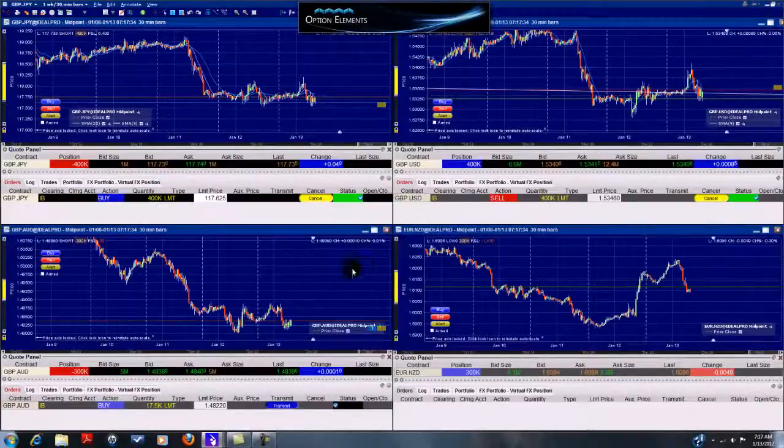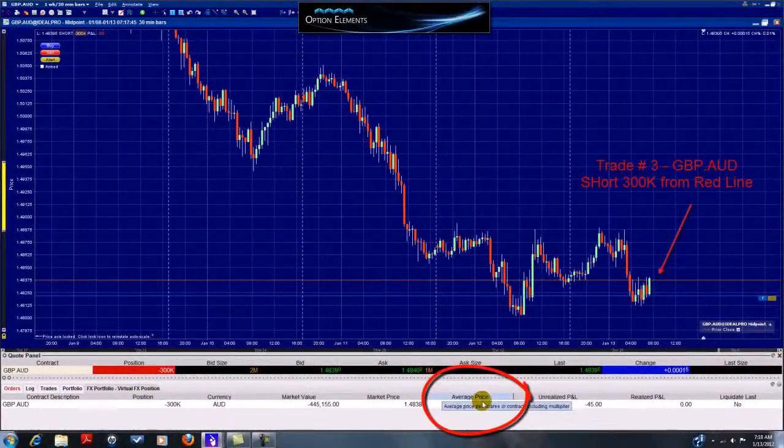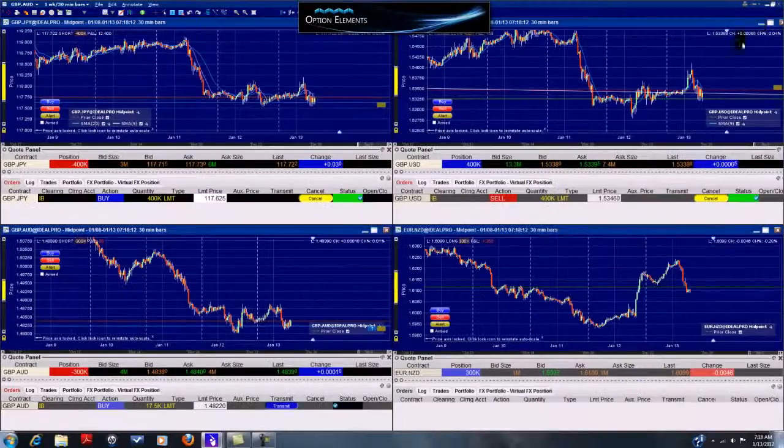Okay. Now, British pound Australian dollar pair sold here at average price of 83.7. The red line is where we sold, so we're down about 1 pip on that right at the moment. So we have 3 operable trades this morning.